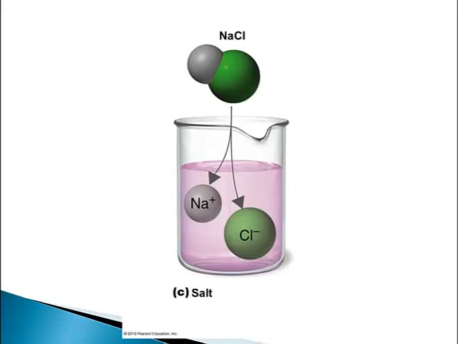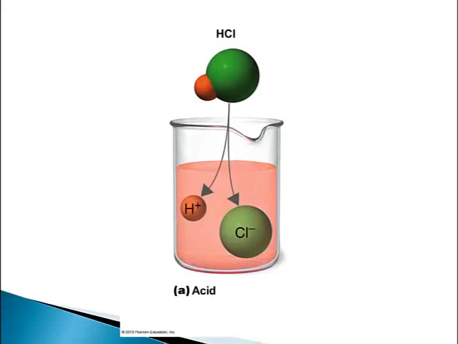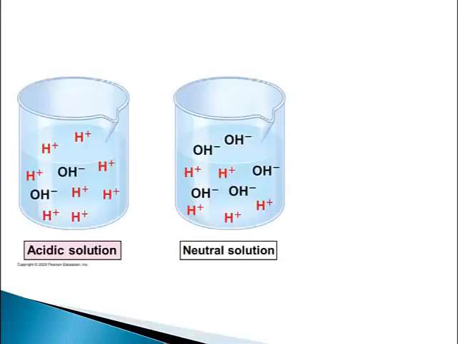For example, we can dissolve sodium chloride into water without changing its pH because the sodium ions and chlorine ions dissociate and interact with the water molecules, but don't change the ratio of hydrogen to hydroxide ions in solution. Something like hydrochloric acid, however, when it dissolves, it dissociates into a hydrogen ion and a chlorine ion. And that means there is an excess of hydrogen ions in solution, which makes this an acidic solution. An acidic solution is one which has more hydrogen ions in solution than hydroxide ions.